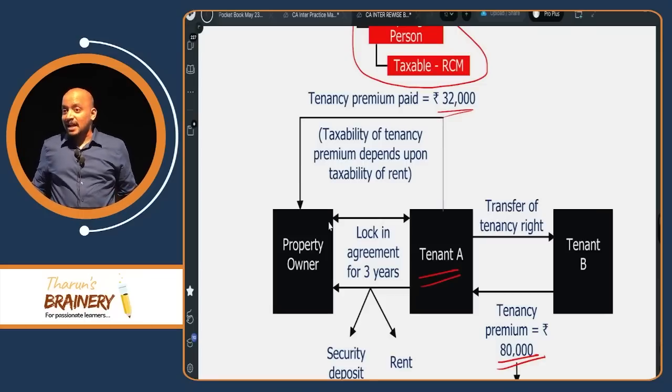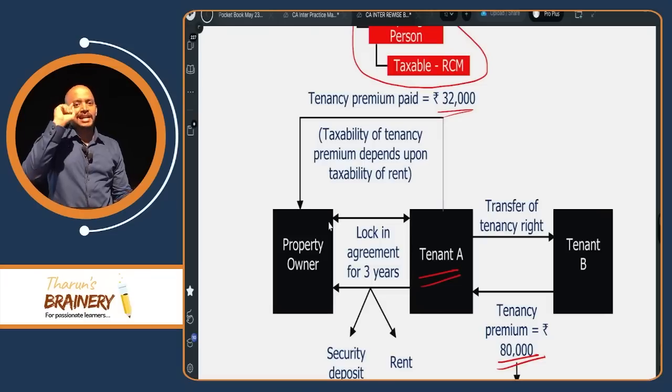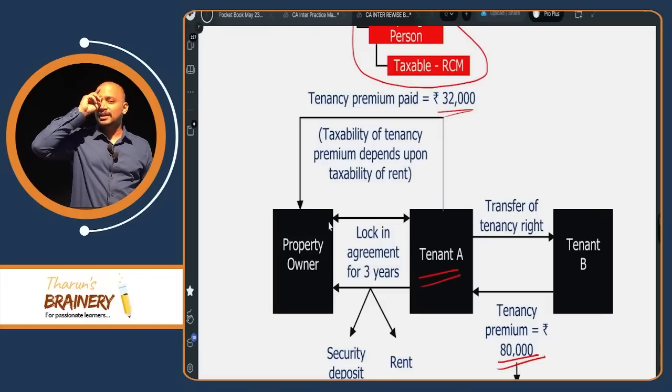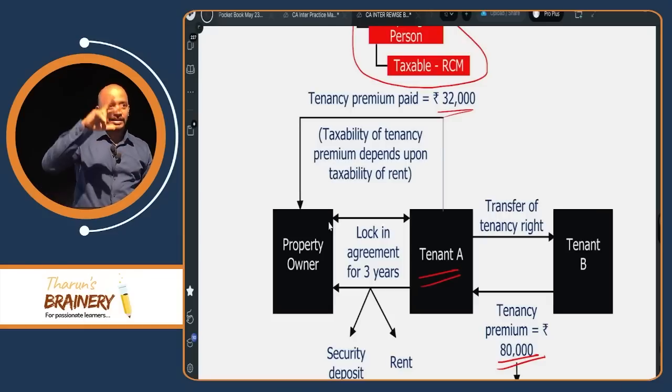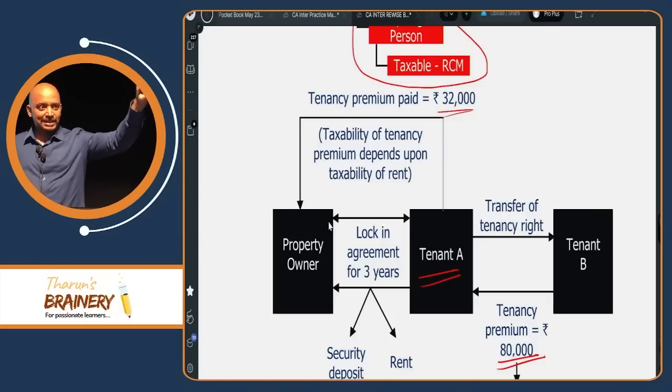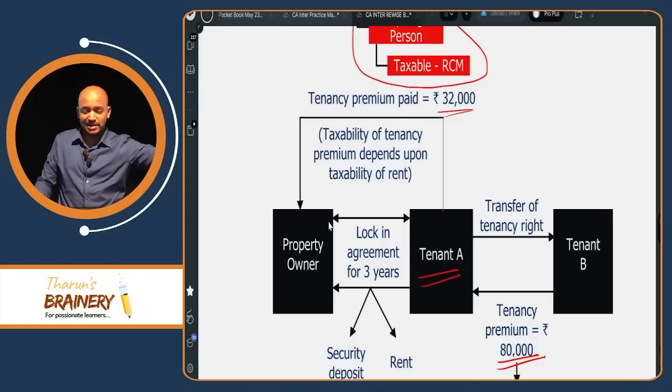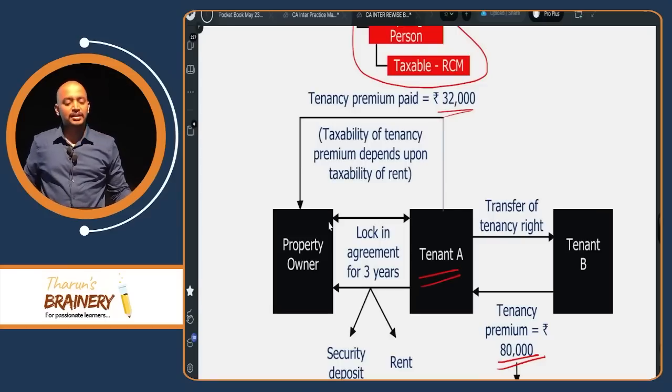Okay. But for the tenant, should we check this? No. For the tenant, tenancy premium will always be taxable. But for the property owner, it depends upon the rent. If rent of the property is taxable, tenancy premium is taxable. If the rent of the property is exempted, tenancy premium is also exempted. Understood?